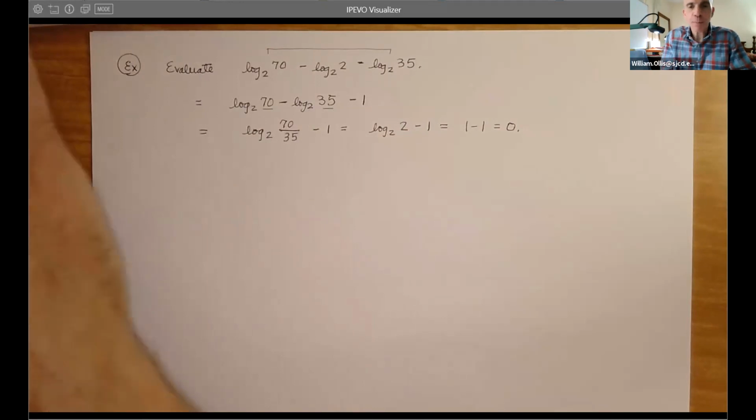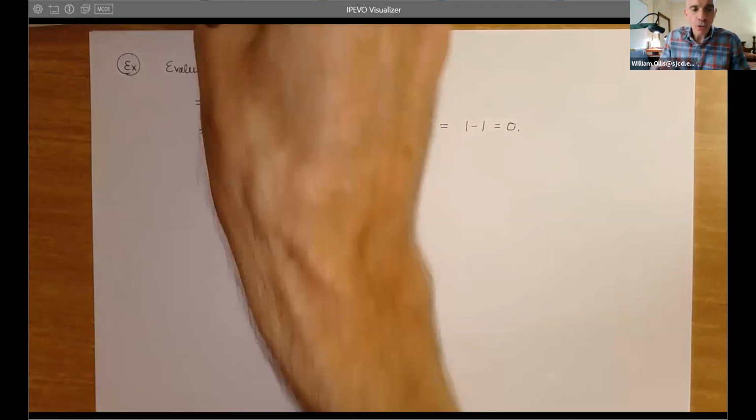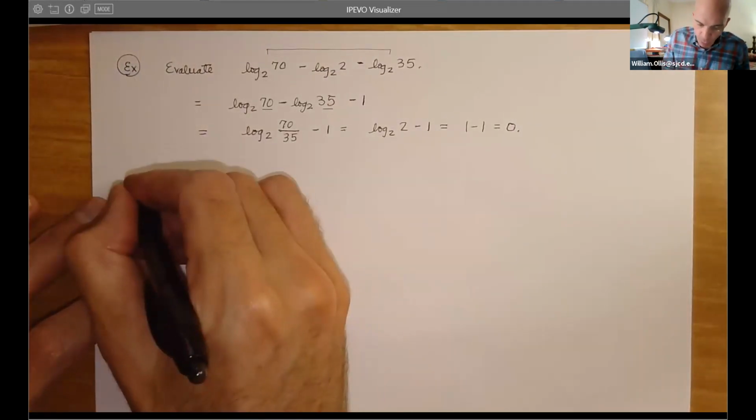Now, let's look at a couple of examples where we just use the laws of logarithms. So for instance, say we have something like this.